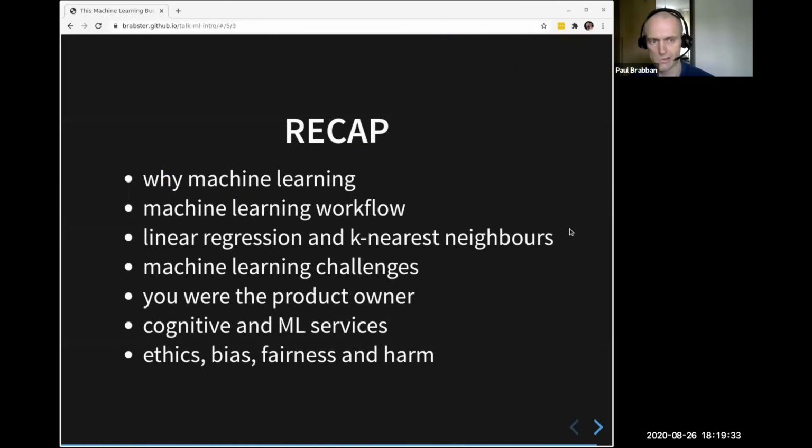So just to recap, we talked about why we do machine learning. We talked about the machine learning workflow. We looked at linear regression and the k-nearest neighbors algorithms, and we showed you how those worked. We looked at the challenges you get with machine learning all the way through the process. You sat in the product owner seat for a couple of examples and had your say. We looked at cognitive and ML services as a way of making machine learning adoption easier. And we finally touched on ethics, bias, fairness, and harm in a couple of places in the talk.